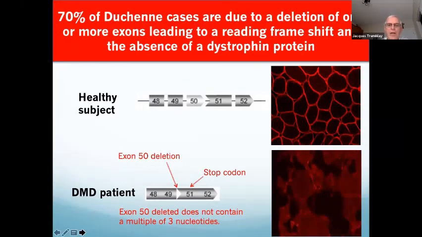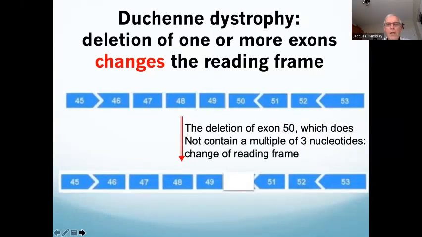And because exon 50 does not contain a multiple of 3 nucleotides, when it is deleted, it leads to a frame shift. That is, we will not have the same sets of 3 nucleotides, and a stop codon will be met in exon 51. And therefore, as you can see on the right side, there is an absence of the dystrophin protein, and the muscle fibers are replaced by fat and connective tissue.